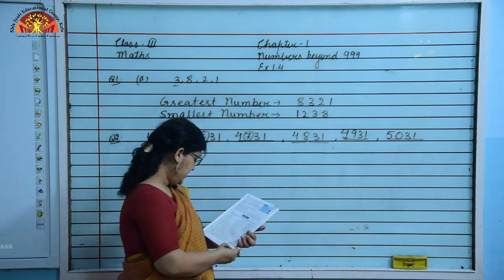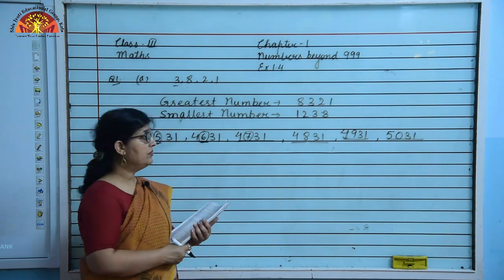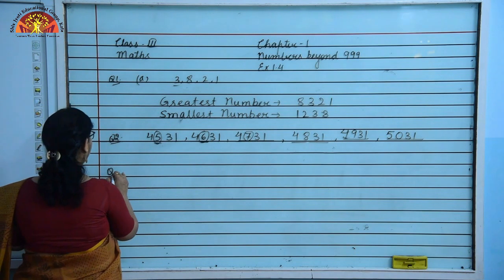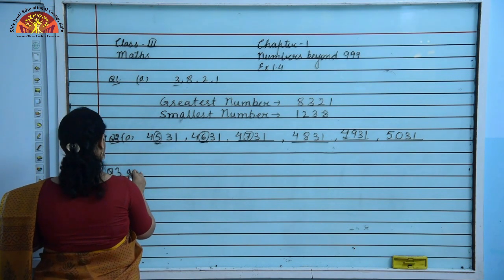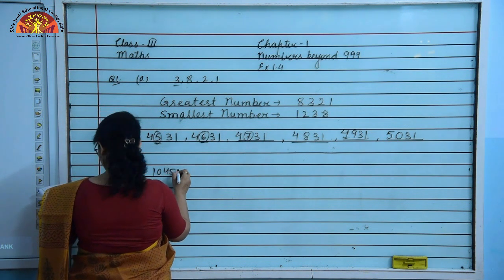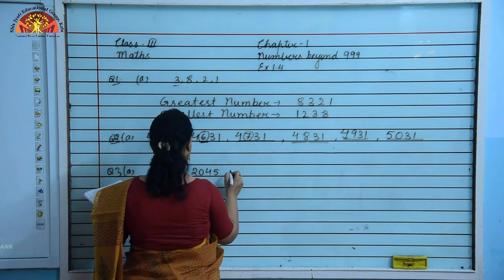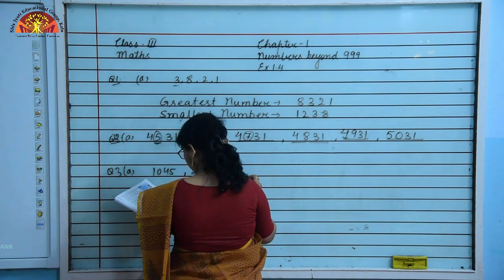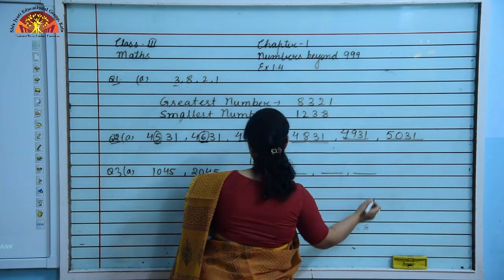Now next is skip count in thousands and complete the pattern. Question number 3, A part. This is 1045, 2045, then we want to find the next 4 numbers in this.